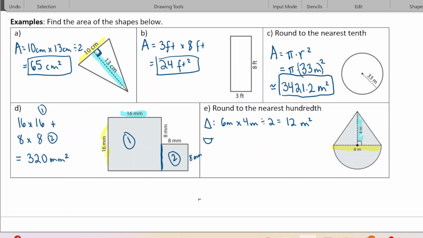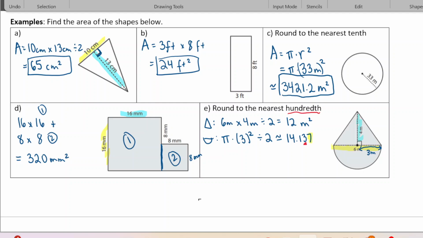So for the half circle, the radius is only from the center to the outside. So the radius is 3. So it's going to be pi times 3 squared, and then divide it by 2. Okay, so if you type that into a calculator, you get about 14.137. And we want to round this to the nearest hundredth, it says in the question. So I want to look at that 7 and say, oh, I got to bump it up to a 4.